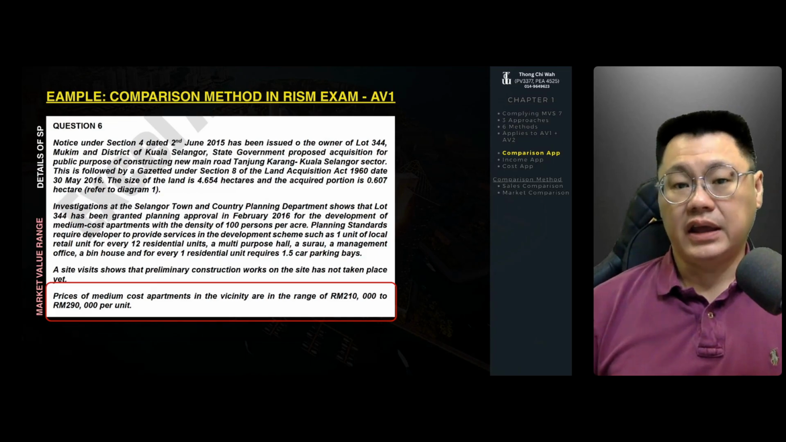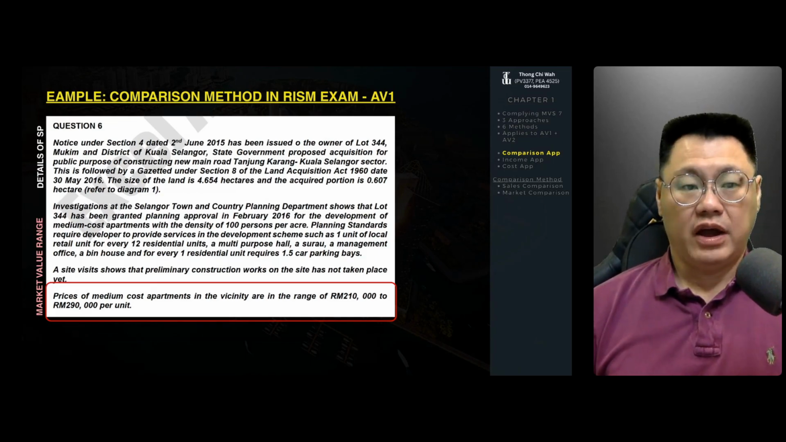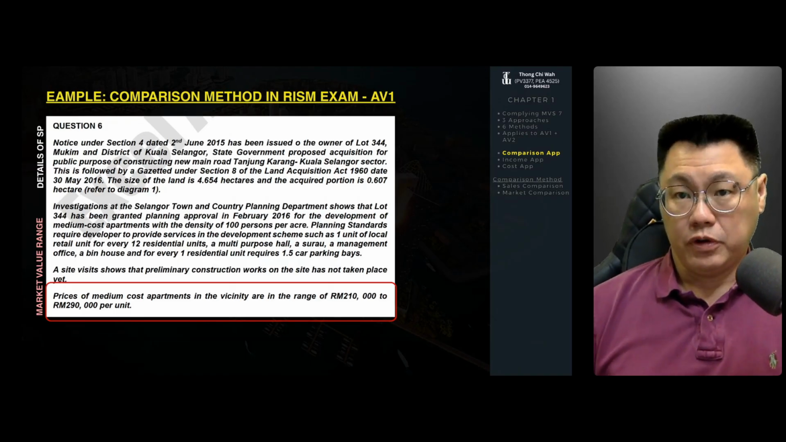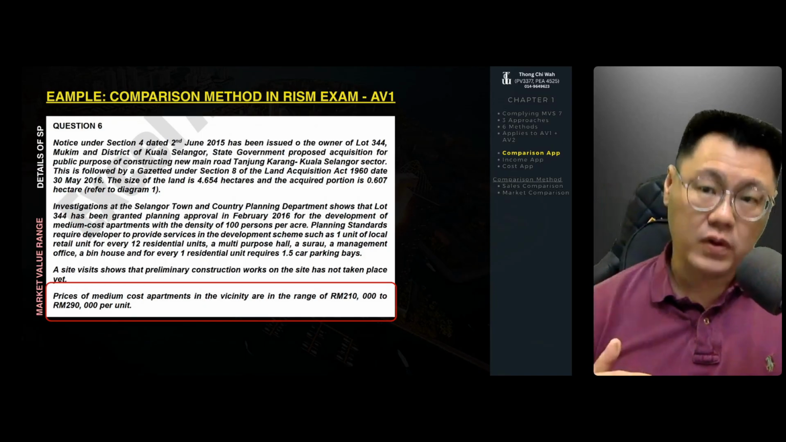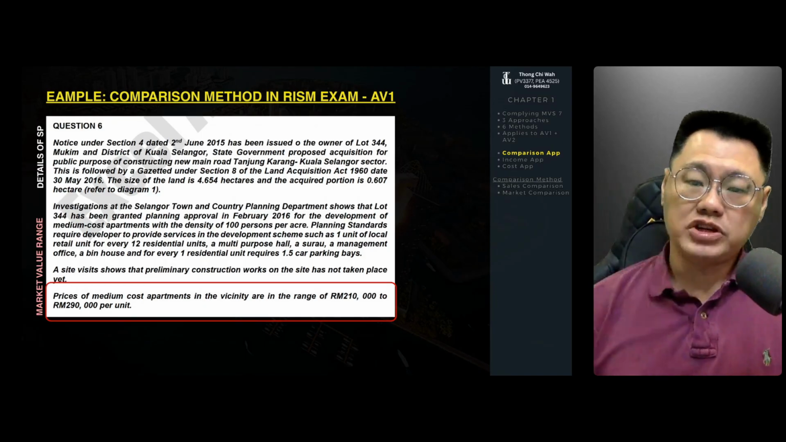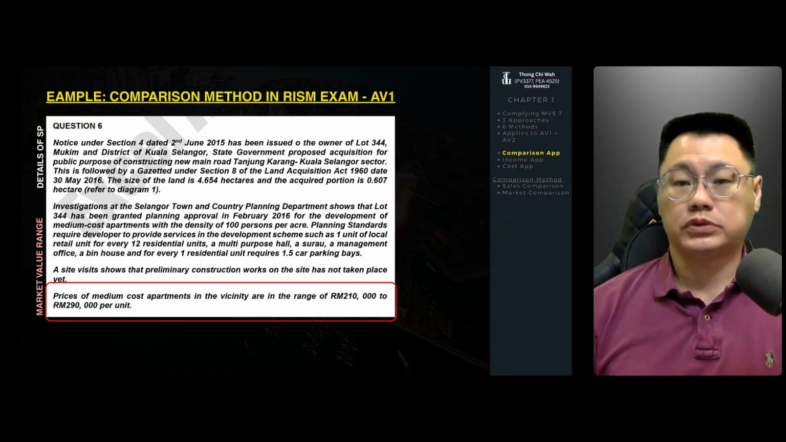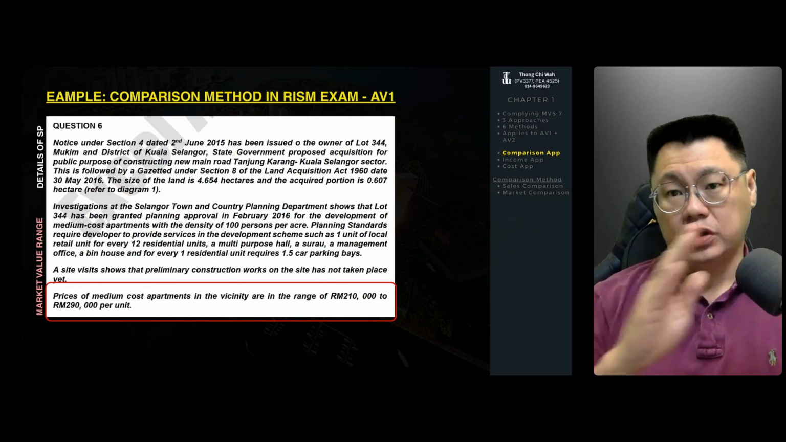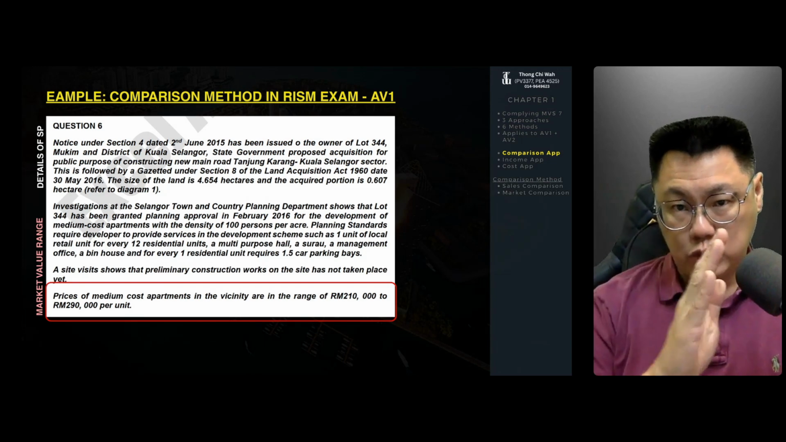And of course, again, in AV1, you have question number 6. Again, it's a land acquisition. But this time, it does not provide you with 1, 2, 3, 4 comparables. It gives you a range between 210 to 290 per unit. That means it gives you a range that you get to choose in between the range.